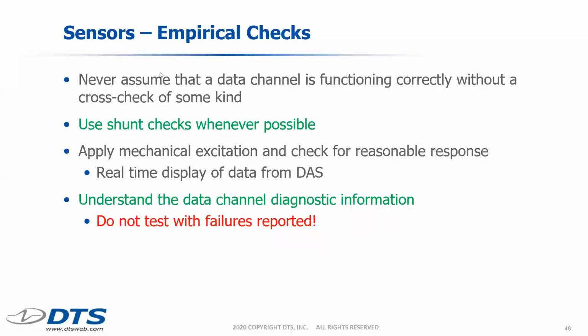This leads back to the topic of empirical checks and never assuming that a data channel is functioning correctly without a cross-check. Key point is that we want to use shunt checks whenever possible, and also if possible, we want to apply a mechanical excitation and check for reasonable response. And that's where we use the real-time display of data. When you understand the data channel diagnostic information, then you have higher confidence or troubleshooting assistance where needed. And a key point is you should never run a test with diagnostic failures reported. You should resolve those failures.